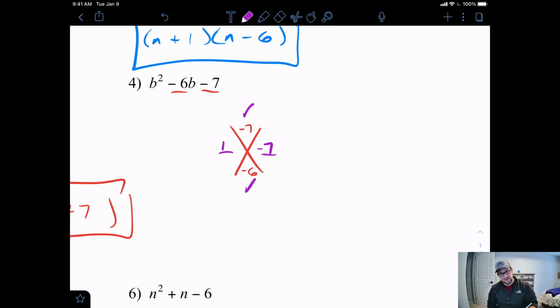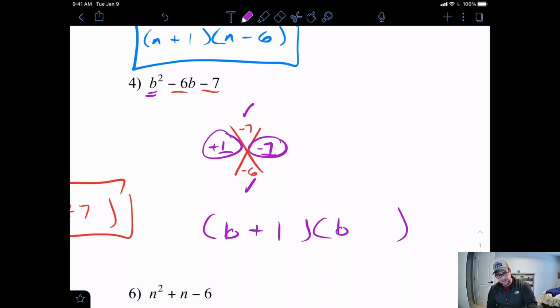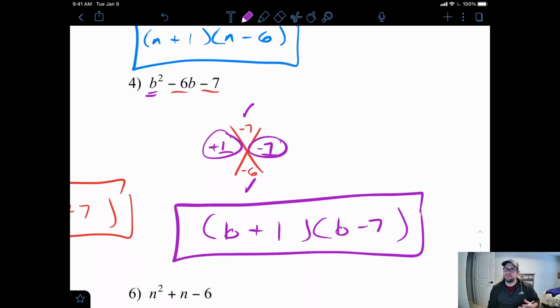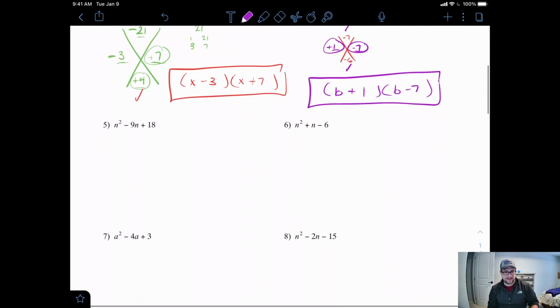We got it. So coming over here, let's look to see what my variable is. It looks like it's b in this situation. So I'm going to have b, now this is a positive 1, so plus 1. And then I'm going to have b minus 7, which will be my final answer. Nice job. Let's go to problem number 5.